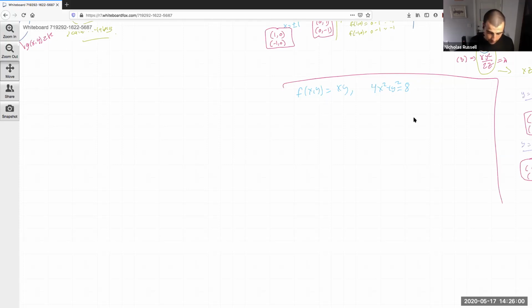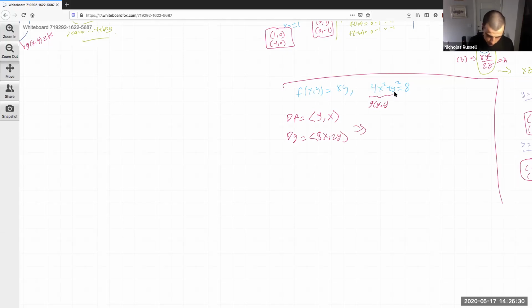So lastly here, let's say I wanted to maximize f of x, y as x times y, subject to the constraint of this ellipse, 4x squared plus y squared is equal to 8. Again, we define this as g of x, y. I'm going to calculate the gradient of f, which is pretty nice: just y comma x. The gradient of g is then 8x comma 2y.